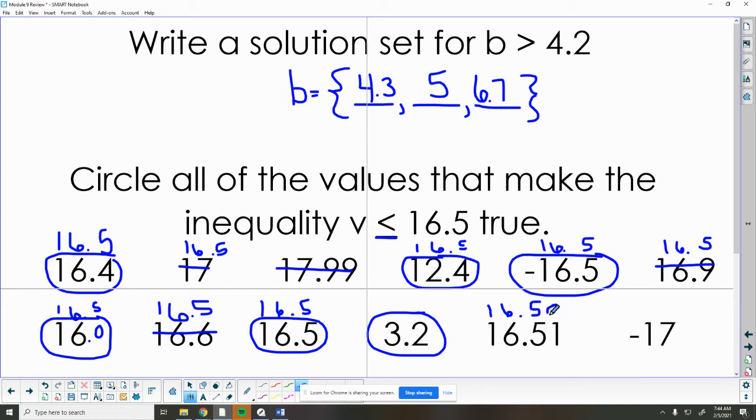16.51. So let's think about this. Let's add that 0 here. So I want 16.5 to be the biggest, and 51 cents is bigger, so this is not true. And here we have negative 17. We've already decided anything on the negatives is to the left. So yes, that is true. So go through and think about each one. Does it make your inequality true?